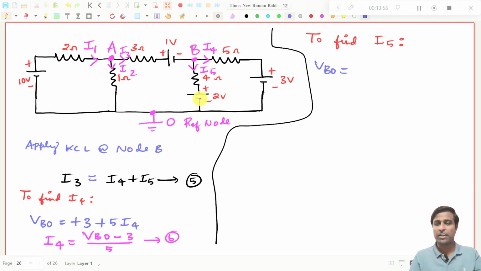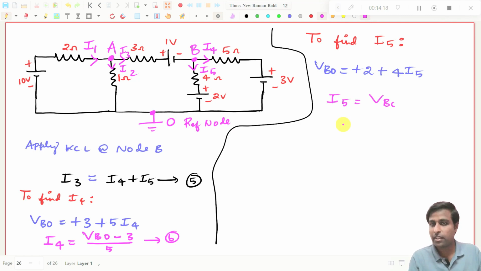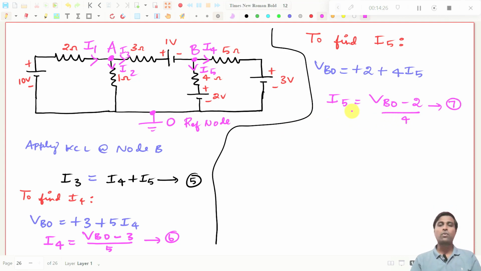You are traveling from minus 2 to plus, so you will get plus 2. And you are going in this way, this current is coming opposite to me. So I have to put plus 4 into I5. That's all. So if you write what is I5, I5 will be VBO minus 2 divided by 4. This is nothing but expression number 7. We have found what is I5.